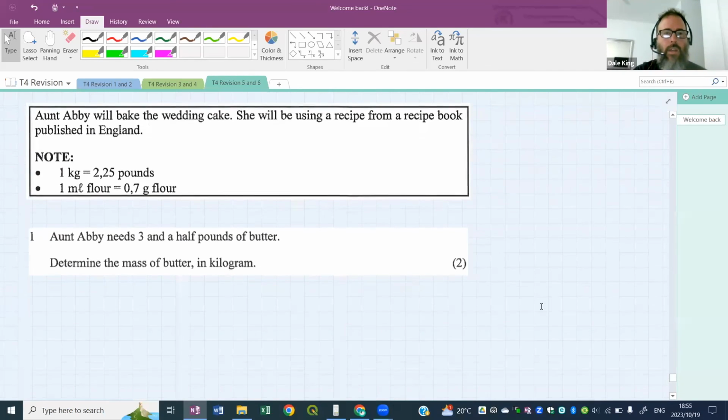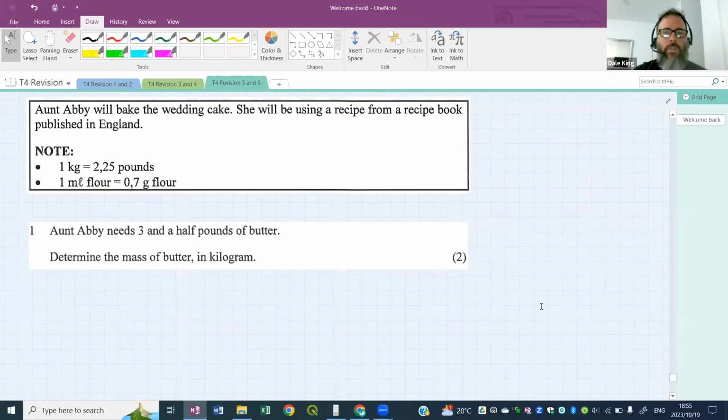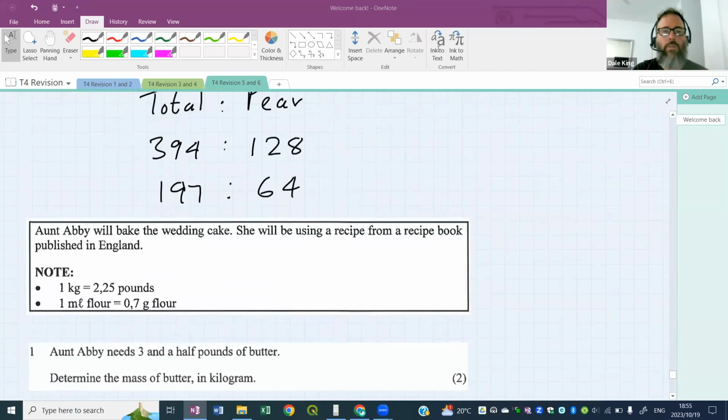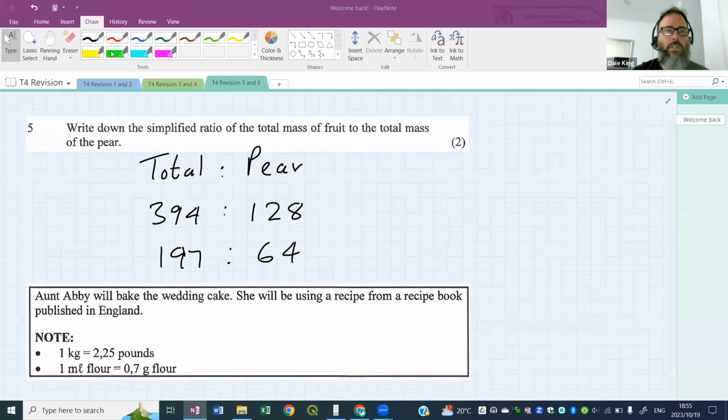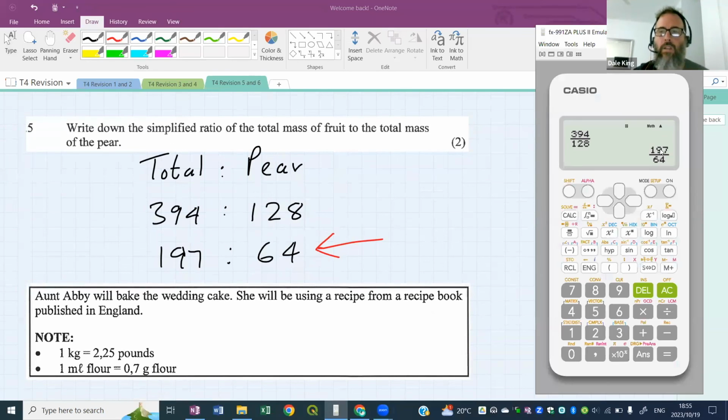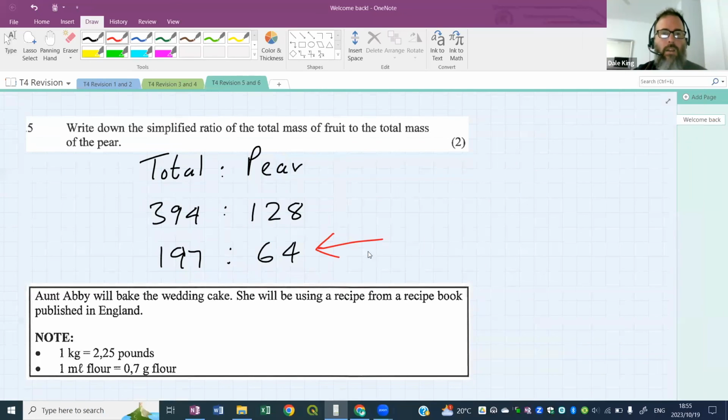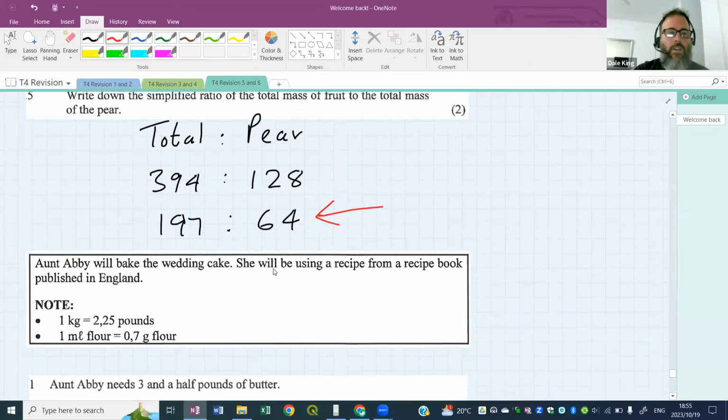Let's see if we can answer one more here at the bottom. Auntie Abby is baking a wedding cake. She'll be using a recipe from a recipe book. So this is a normal measurement conversion. Why are you guys putting 3.07? Guys, why are you putting 3.07? That's a simplified answer. This is as simple as it gets. We can't go further than that. The calculator simplifies this fraction as far as it can without leaving any decimals. So we don't want to go further than what the calculator is giving us. So that is the final answer. All right, moving on to the next one.